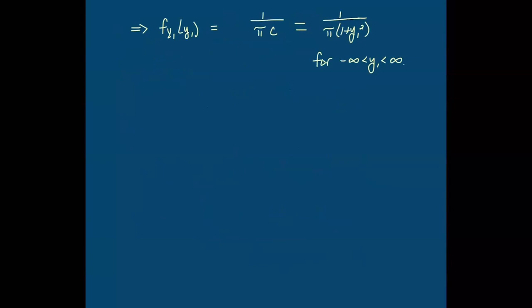Y1 is the ratio x1 over x2, so we have found its PDF, and we want to name this distribution. If you go to your table of distributions on the continuous side, you can narrow this down by looking at all distributions that have support from minus infinity to infinity. And then maybe you can look for distributions involving pi.